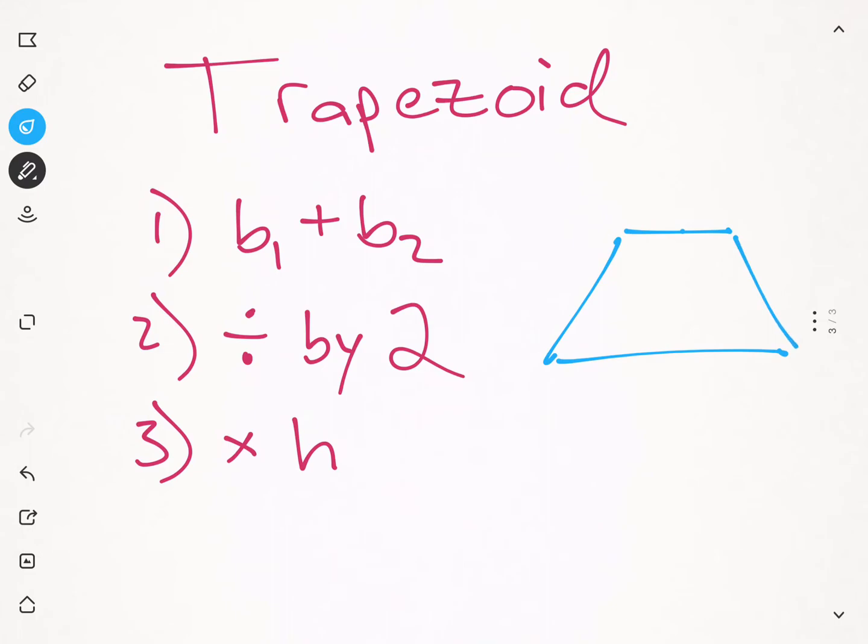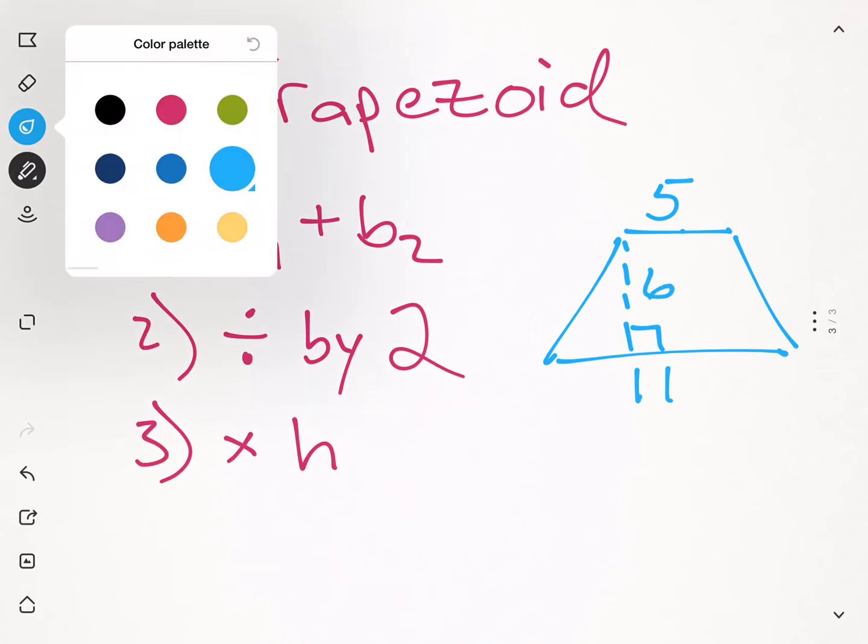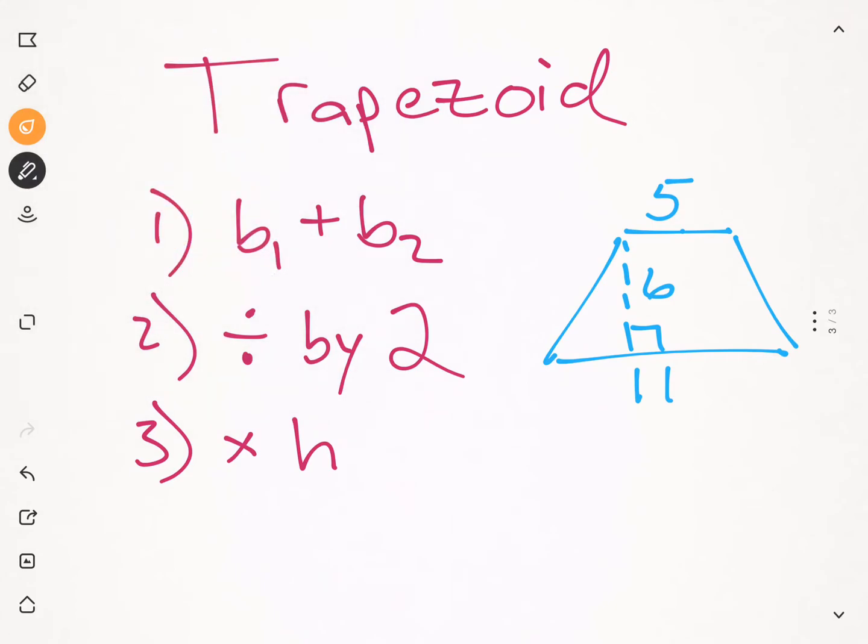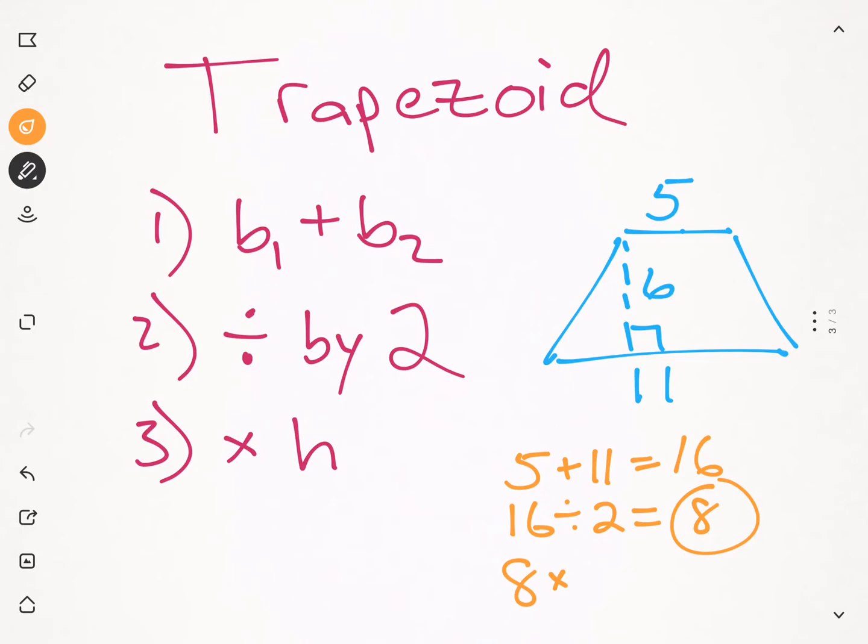Let's say this first base is 5. Let's say this other base is 11. And let's call our height, let's call that 6. Okay, so the steps we're going to take here, we're going to add the bases. 5 plus 11 is 16. We're going to divide the bases by 2. 16 divided by 2 is 8. And then we're going to multiply our new base, the just right base, by the height. In this case, the height is 6. 8 times 6 is 48. So our area is 48 square units.